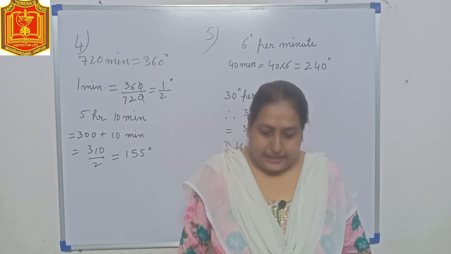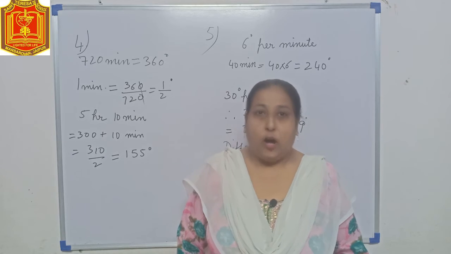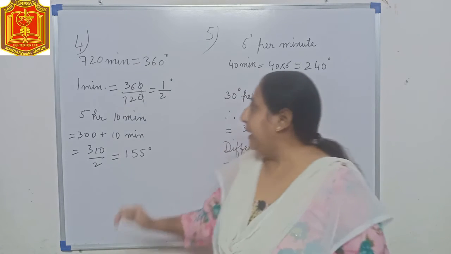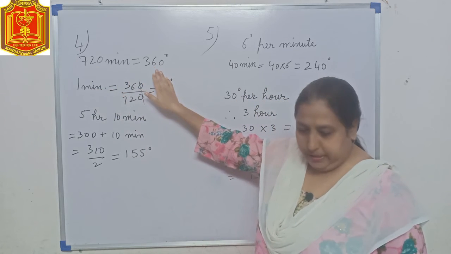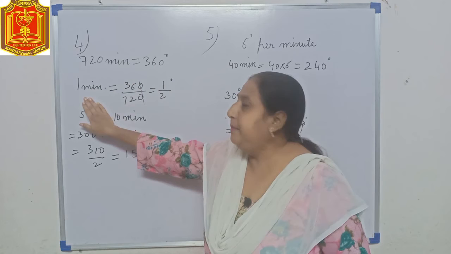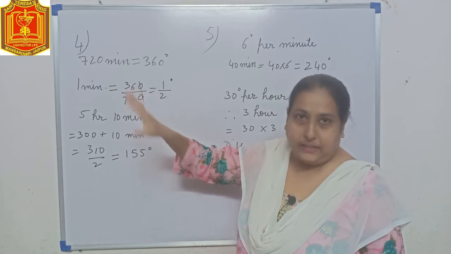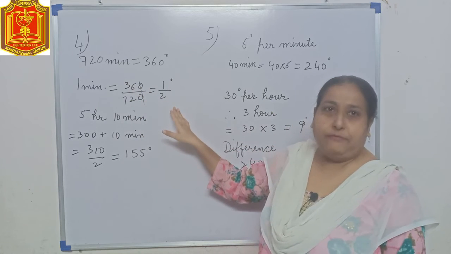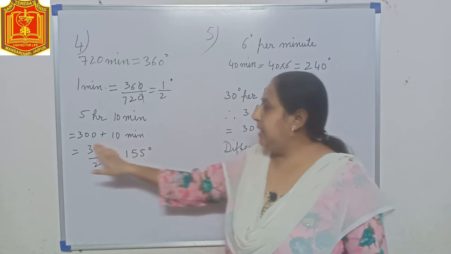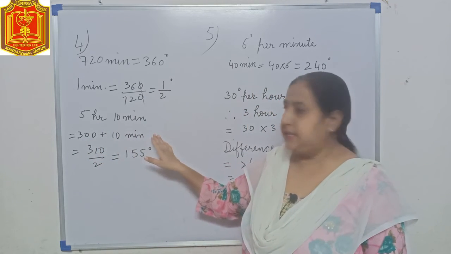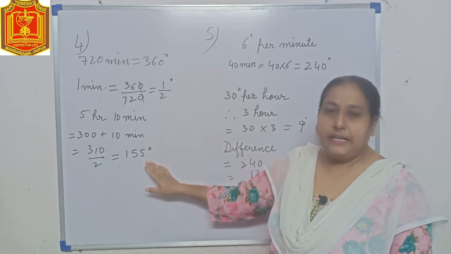Now, the angle tracked by the hour hand in 12 hours is 360 degrees. In this, you have to find out how many degrees. Okay, now how will you do the calculation? 720 minutes is equal to 360 degrees. 1 minute is equal to 360 upon 720, which is half a degree. Then 5 hours 10 minutes is equal to 300 plus 10, that is 310 minutes, upon 2, is equal to 155 degrees.